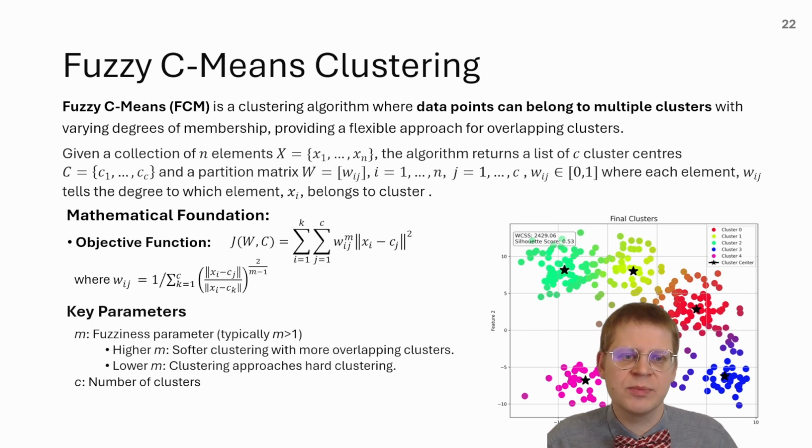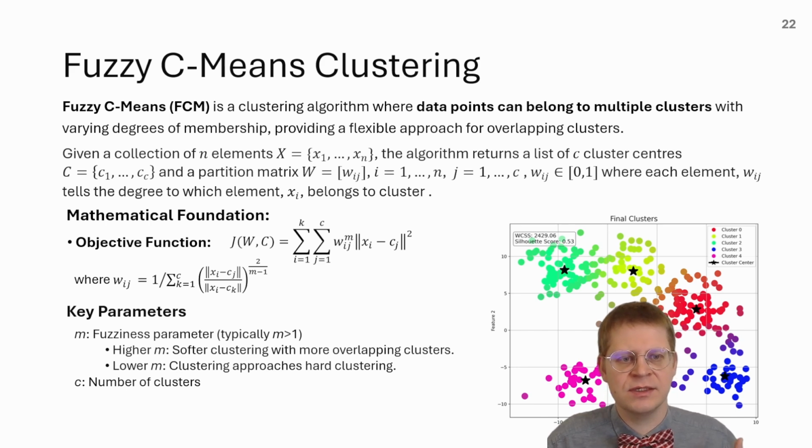Fuzzy C-Means is a flexible clustering algorithm that allows data points to belong to multiple clusters. That's a soft clustering. This is particularly useful when clusters overlap or when we're uncertain about strict assignments.